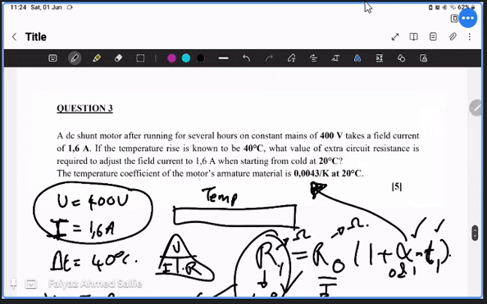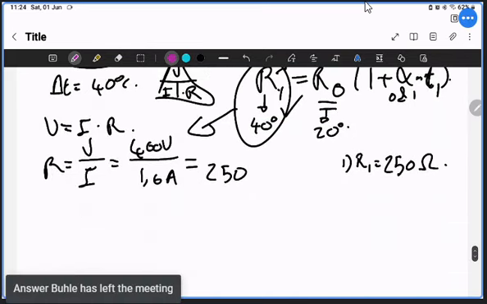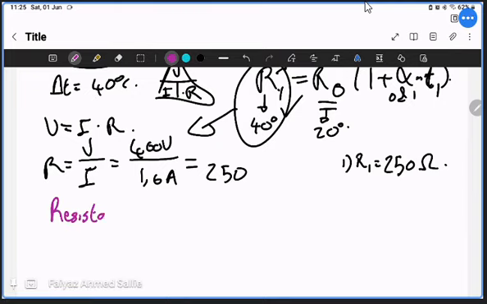So the question is asking us, what is the value of extra circuit resistance required to adjust the field? Okay, so they want to know the extra resistance.